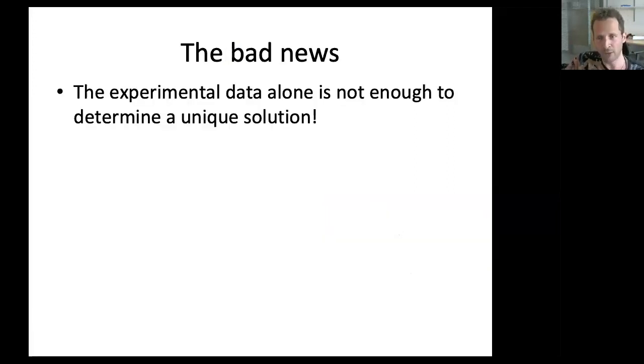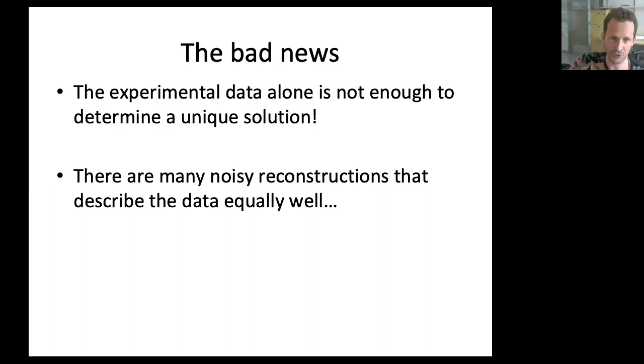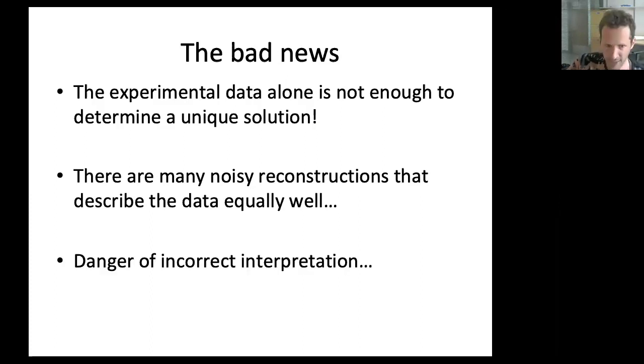So the bad news about the reconstruction problem that I've just described is, because of those high amounts of noise, and because we don't know which ones are top views and side views, etc., we need to align these images. That makes for an inverse problem where the experimental data alone is not enough to determine a unique solution. In other words, there are many noisy reconstructions that describe the data you've observed equally well. If you don't treat that well, you might end up with very noisy reconstructions. And we humans are great at inventing things we hope to see in noisy patterns. So there's a danger of incorrect interpretation in those noisy maps.